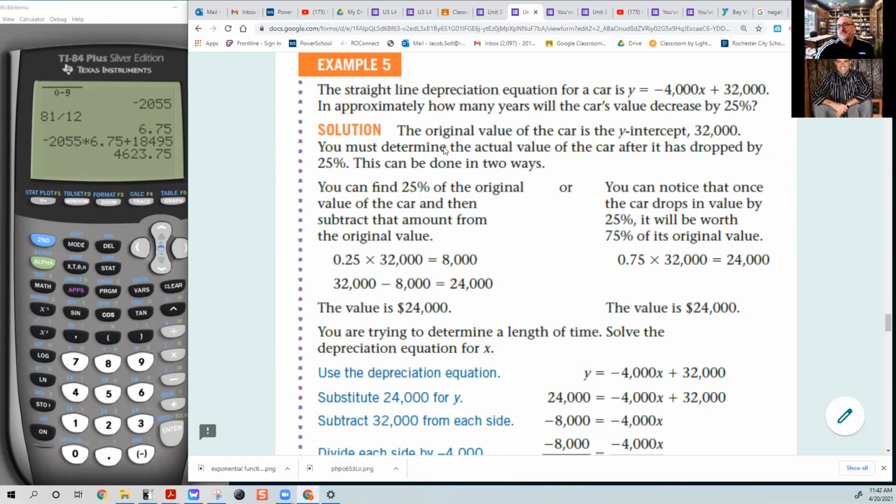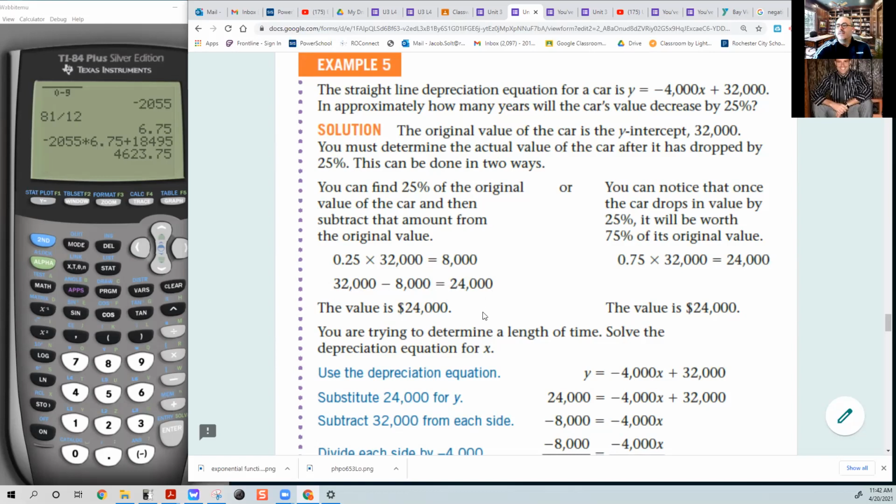All right, solution. Here's how we're going to figure this out. The original value of the car is the y-intercept, 32,000. You must determine the actual value of the car after it has dropped by 25%, and this can be done two ways. First way, you can find 25% of the original value of the car and then subtract that amount from the original value. This is how we've done it in class so far. We take 25%, divide by 100, get 0.25, and multiply that by 32,000, which gives 8,000. So 25% of 32,000 is $8,000. Now we take the 32,000, subtract the 8,000, and we get 24,000.